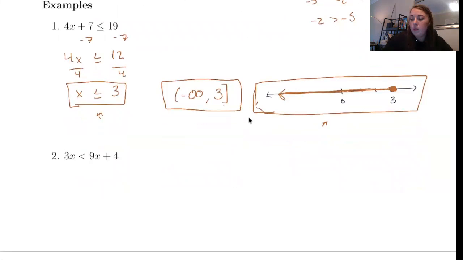When working out these inequality problems, you can do them different ways, and it might be one more step if you don't want to reverse the inequality sign.